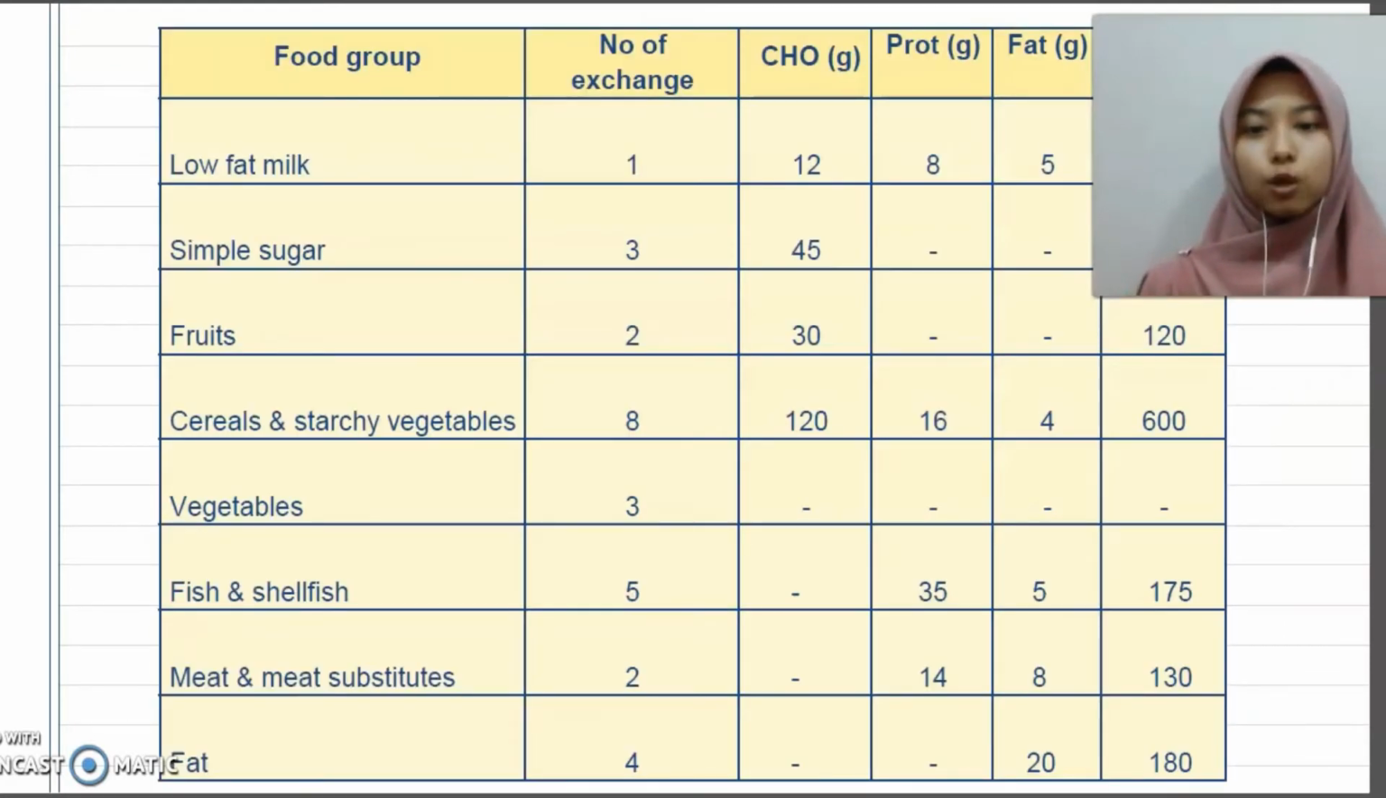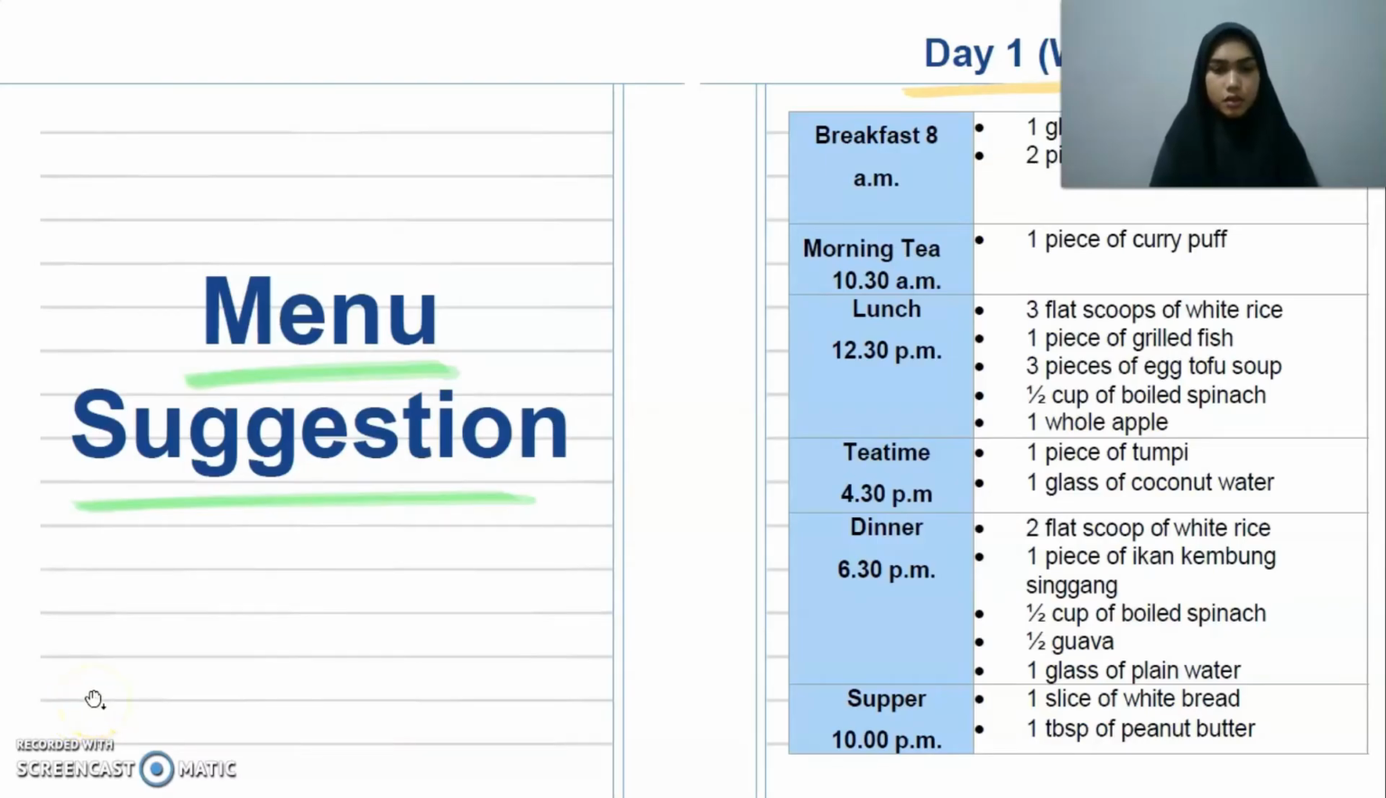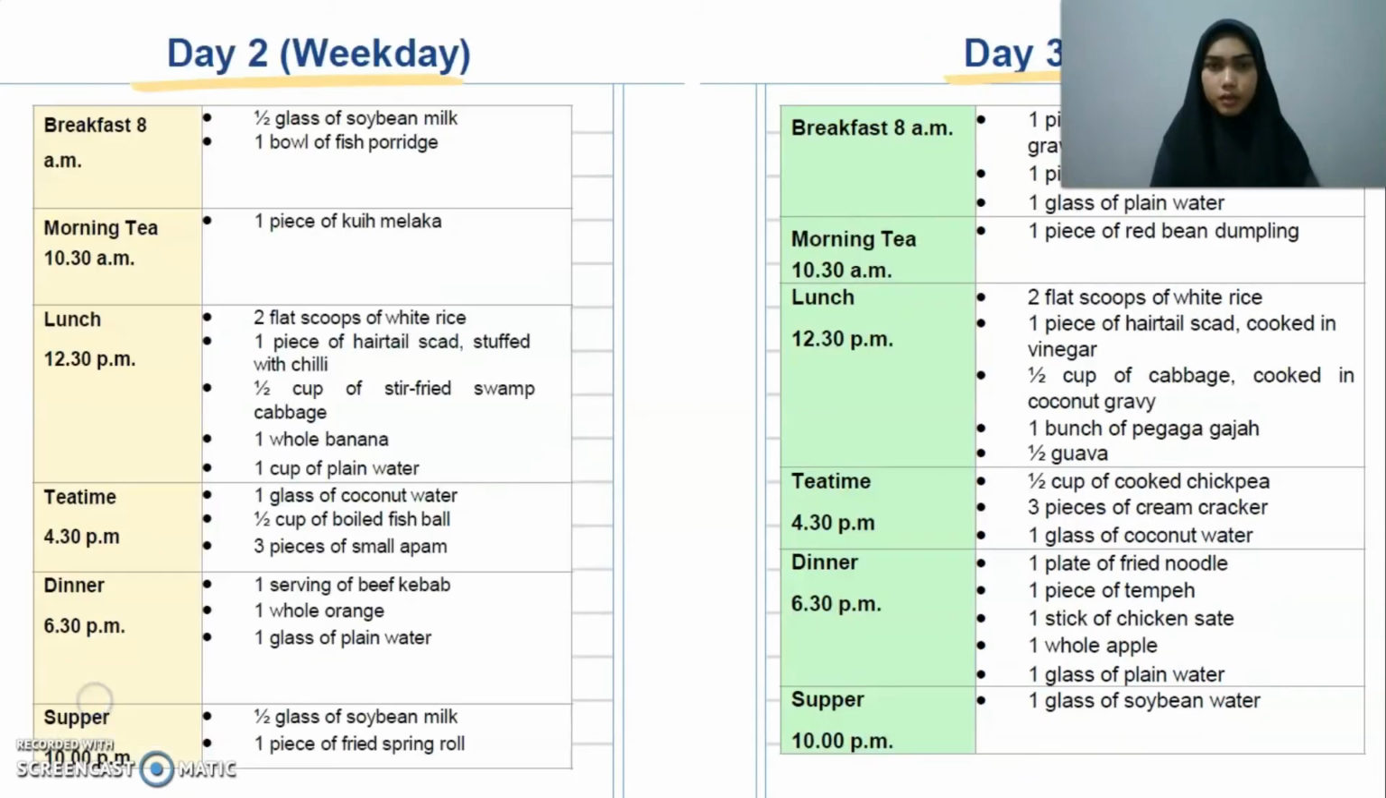So, this table shows the distribution of exchange portions according to the food group. Next, this is the menu suggestion for Mr. T. We created 2 menu plans for weekdays and 1 menu plan for the weekend. For each menu plan, we suggested food and drink for each meal time, starting from breakfast, morning tea, lunch, tea time, dinner, and supper. This is the menu plan for day 1, which is a weekday. This is the menu plan for day 2, which is for weekday, and day 3 for weekend.